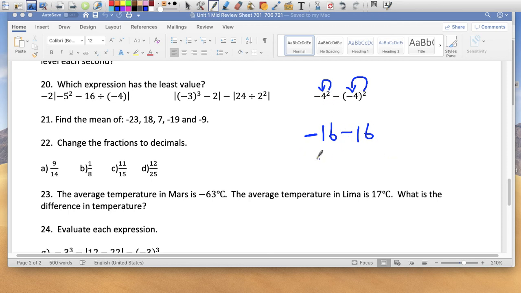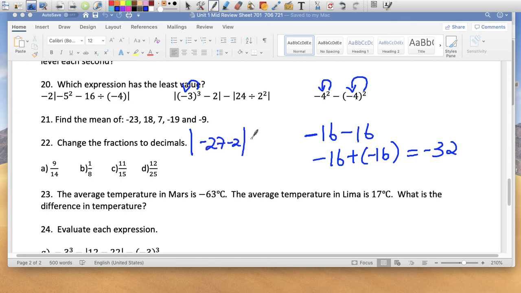Right? So if I change that, this becomes this, which eventually becomes this. So we have negative 32 on that one. Let's do the second one. Again, absolute value, negative 3 to the third power is, again, it affects everybody. So it's negative 3 times negative 3 times negative 3, which gives you negative 27.